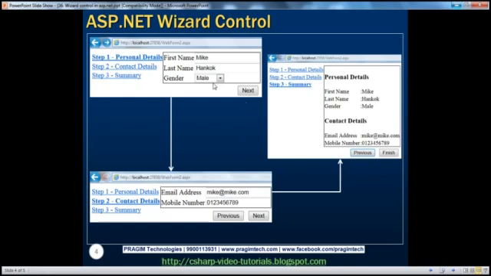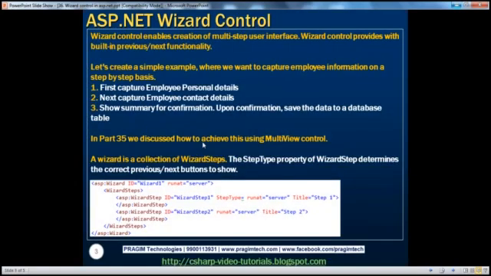Based on the step type, the wizard control identifies when it has to show next, when it has to show previous, and when it has to show finish buttons. We'll actually look at that in a bit. If you haven't watched part 35 of this video series yet, I would strongly encourage you to do so before continuing with this session, because if we understand how to work with a multi-view control, then it's pretty straightforward to work with the wizard control.